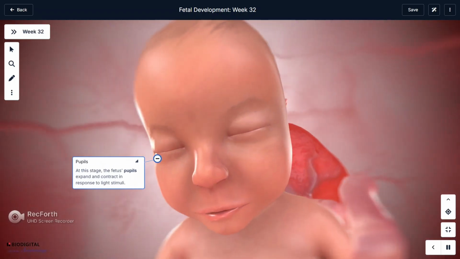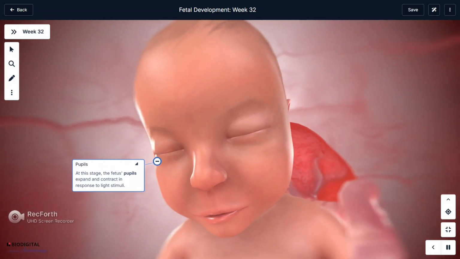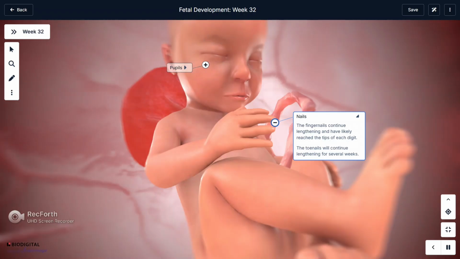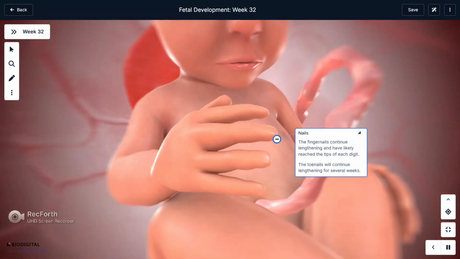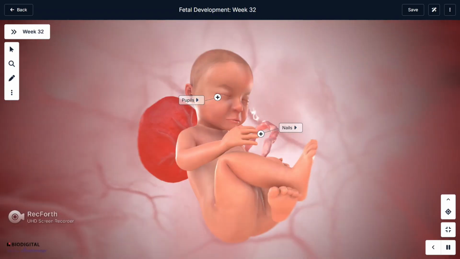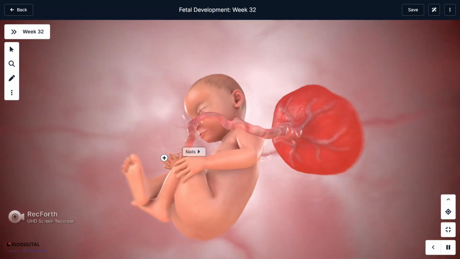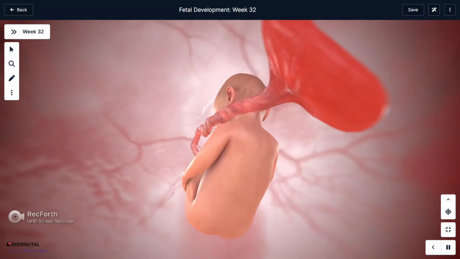And by week 32, at this stage, the fetus's pupils expand and contract in response to light stimuli. The fingernails continue lengthening and have likely reached the tips of each digit. The toenails will continue lengthening for several weeks. So this is how the fetus has developed by week 32.